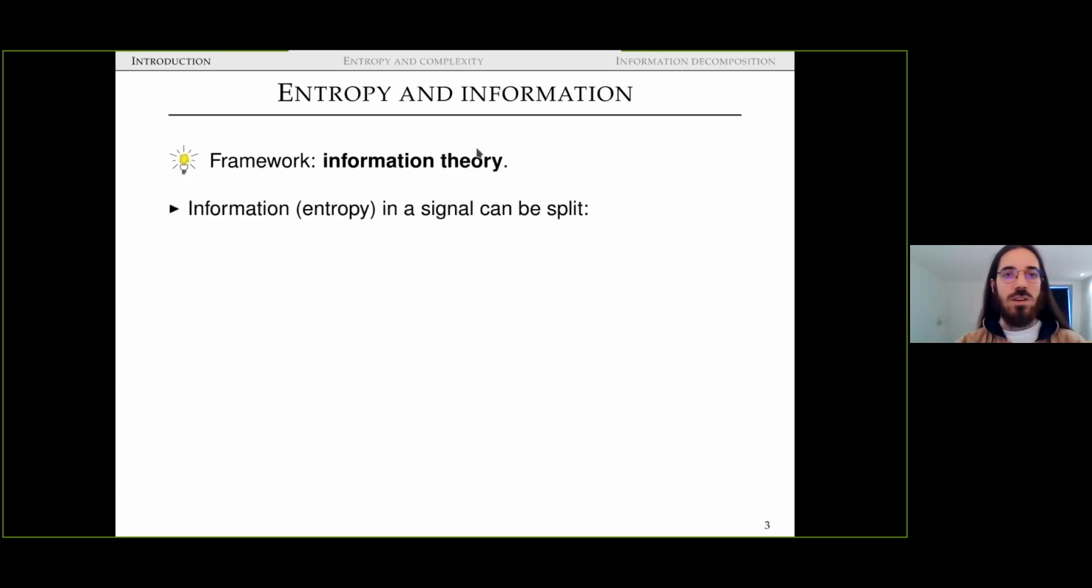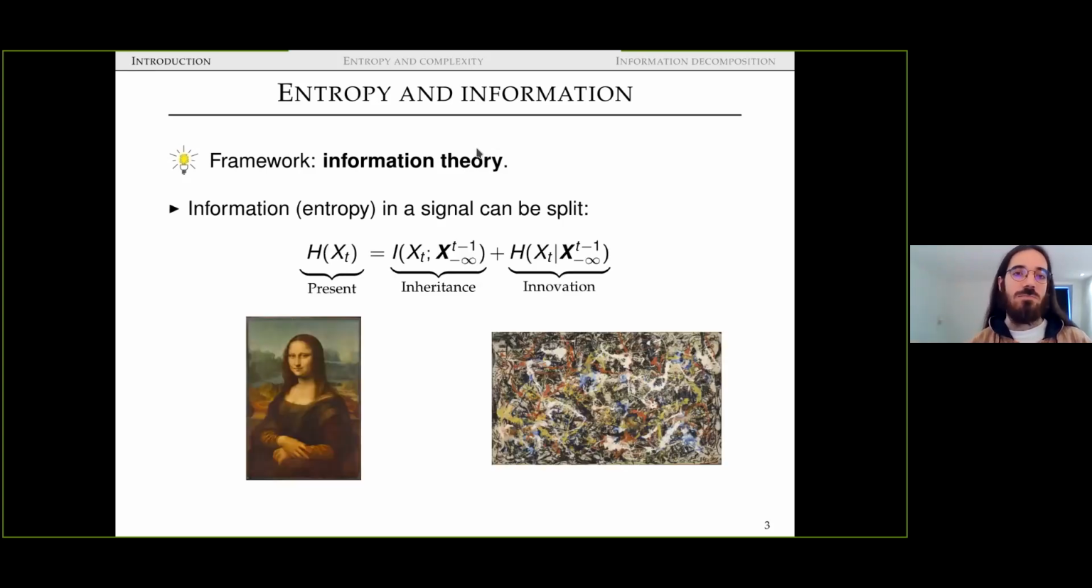One very high-level starting point I'd like to start from is that the information, or the entropy, in a signal can be split. What's going on in the present can be split into two terms: one that I'm going to call inheritance, which is information that comes from the past, and some innovation, which is the new information coming in at every sample in the time series.